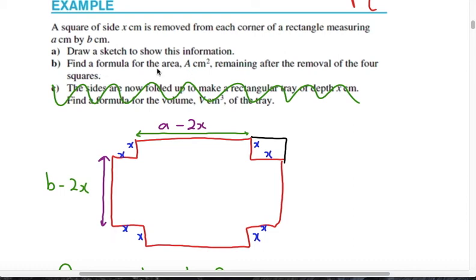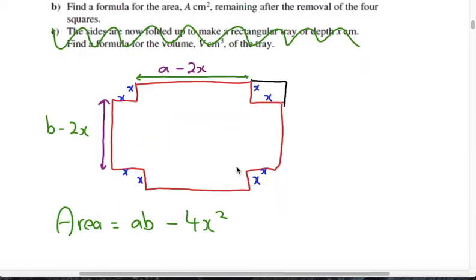So a formula for the remaining material, so for this funny little cross sign, would be AB, because that's the original rectangle, minus 4x squared is how you could write that. So there you go. So this is the answer to B. Area equals AB minus 4x squared.